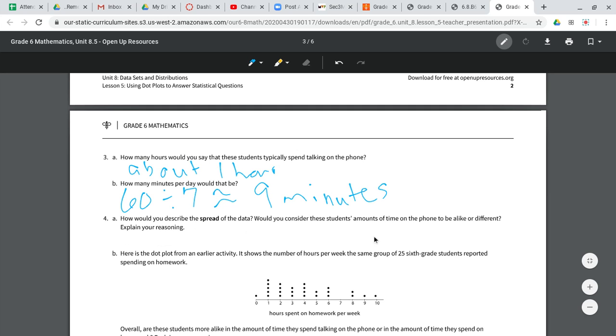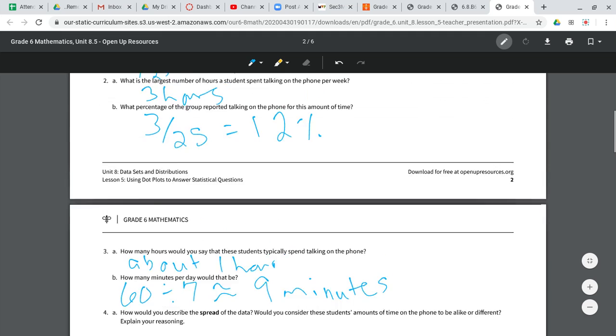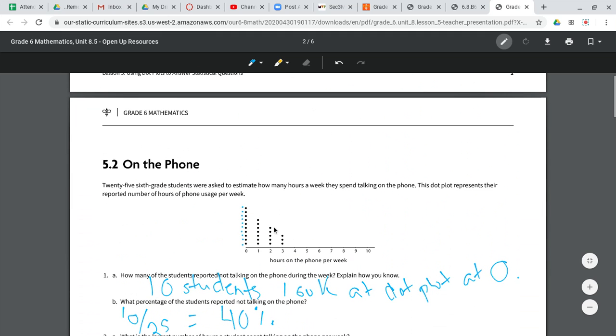So for number 4, how would you describe the spread of the data? Would you consider these students' amounts of time on the phone to be alike or different? Explain. Spread is your key word for this lesson. Spread is the key word. Now, if we look back up at this, what kind of spread did we have? Is it a very large spread? No, not really. It's pretty small.